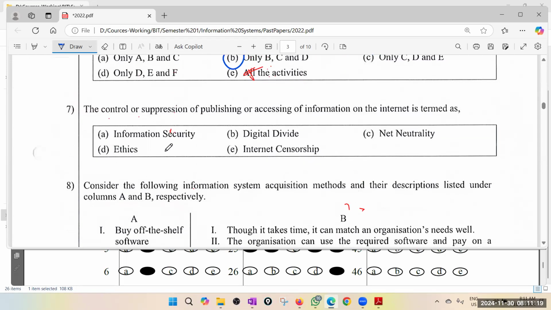The control or suppression of publishing or accessing information on the internet is termed as? Control or suppression of publishing or accessing. Information security, digital divide, net neutrality, ethics, internet censorship. So obviously internet censorship. Answer is E.